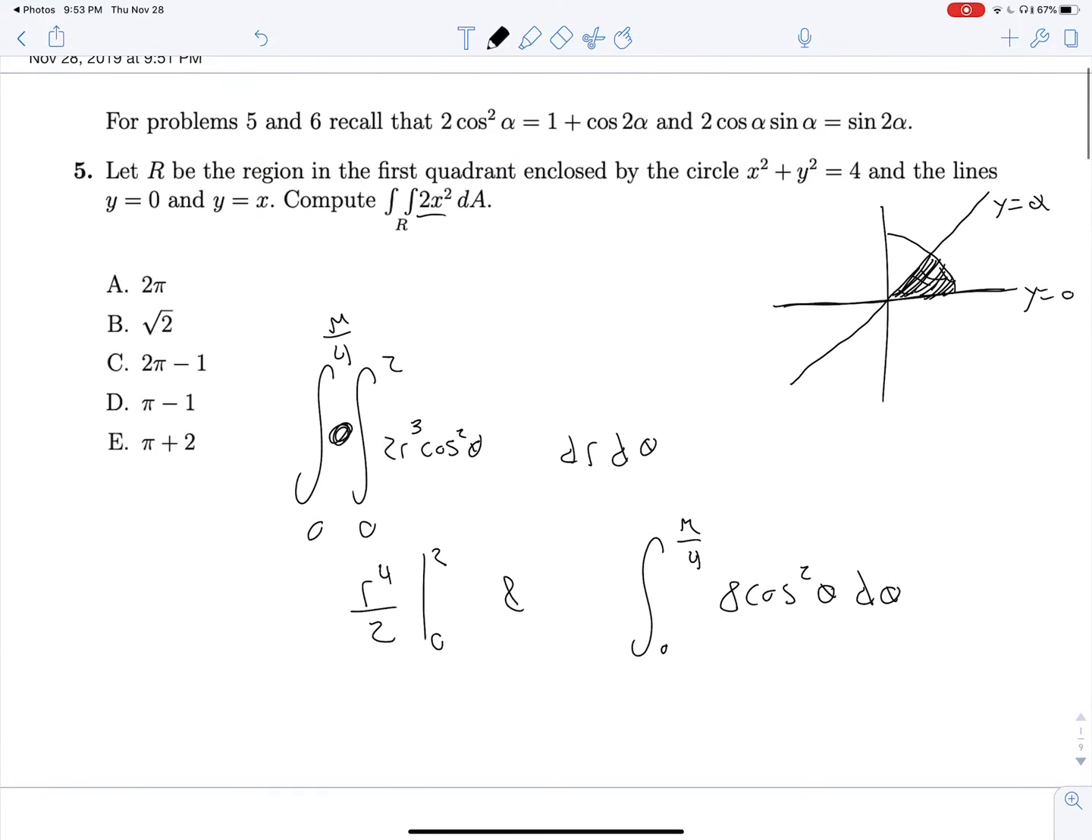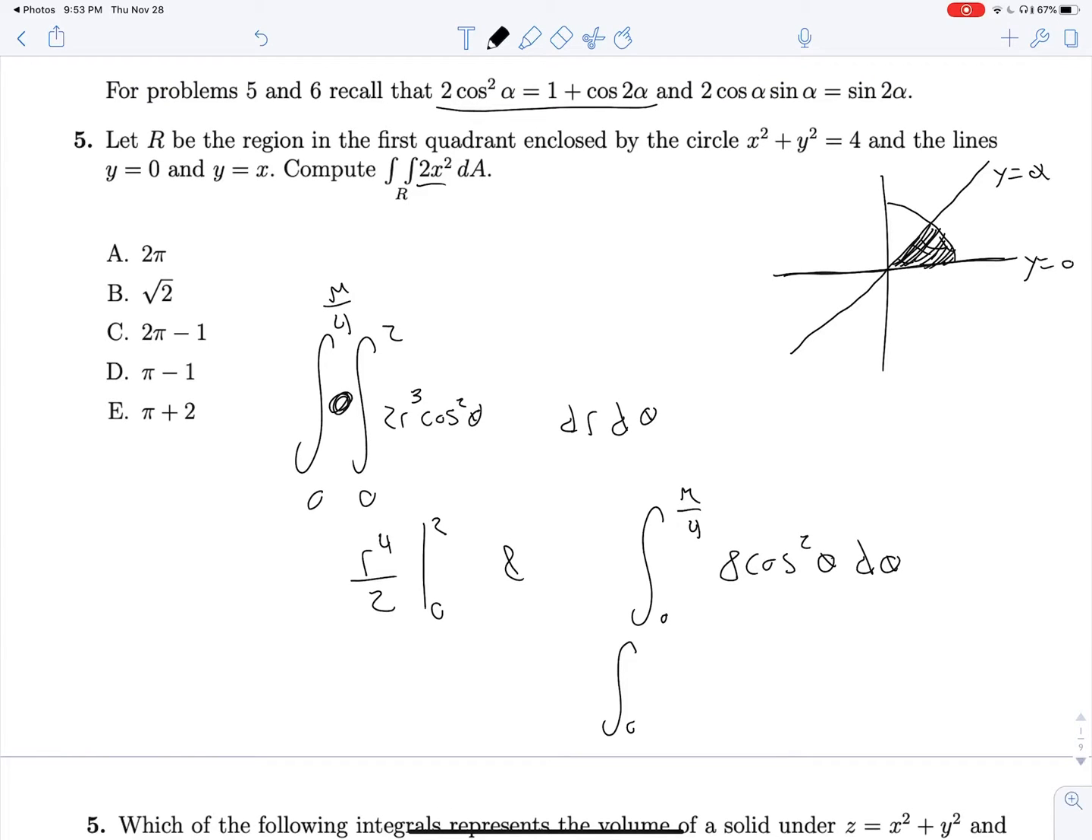And noting up here that we're given this nice little hint of an identity to use, we can replace this integrand with the integral from 0 to pi over 4 of 4 plus 4 cosine 2 theta d theta. Integrating, we'll get 4 theta plus 2 sine 2 theta on 0 to pi over 4. And let's see what this evaluates to.